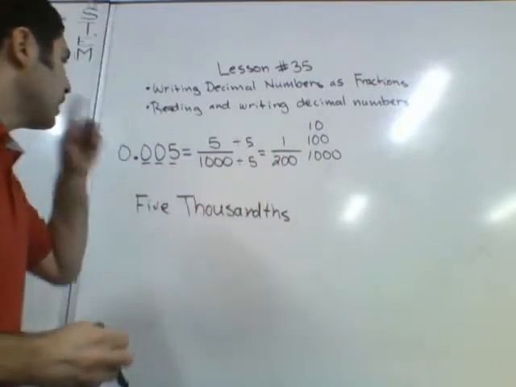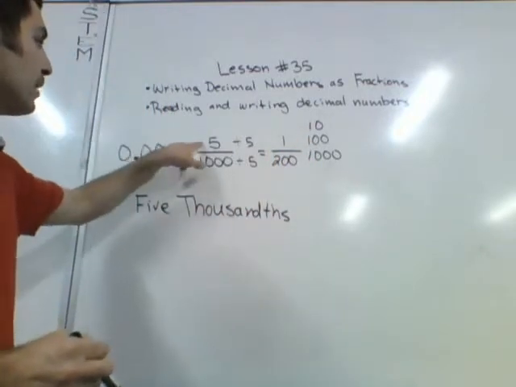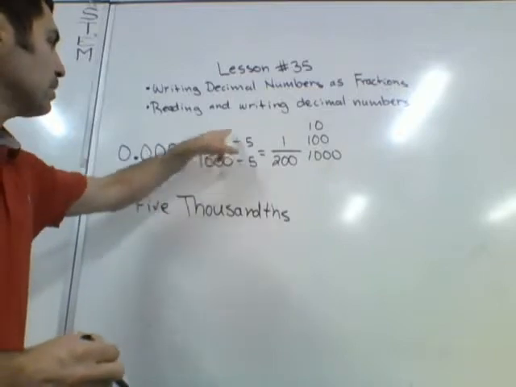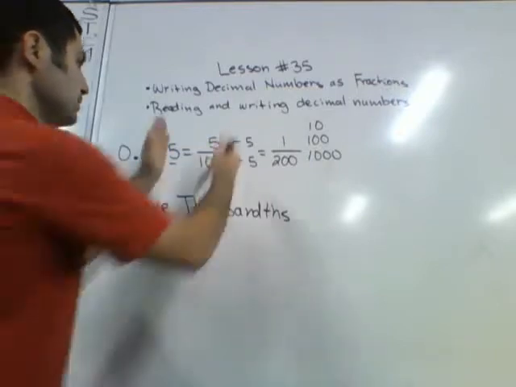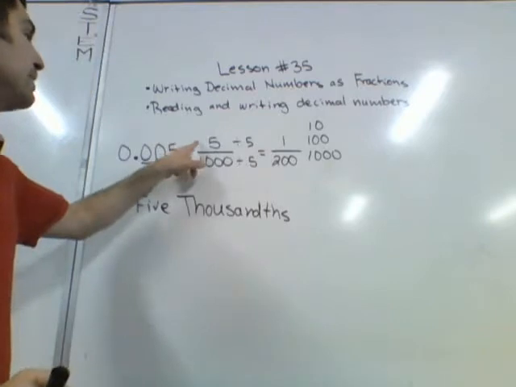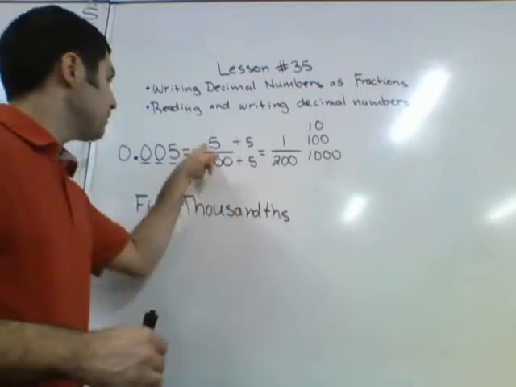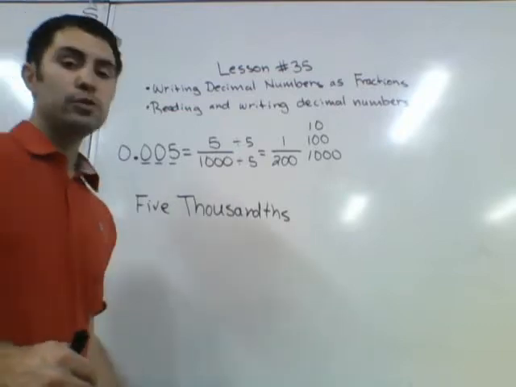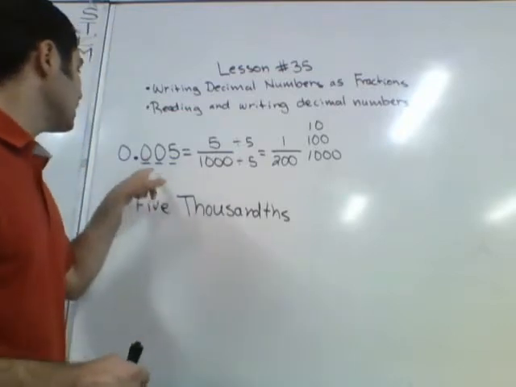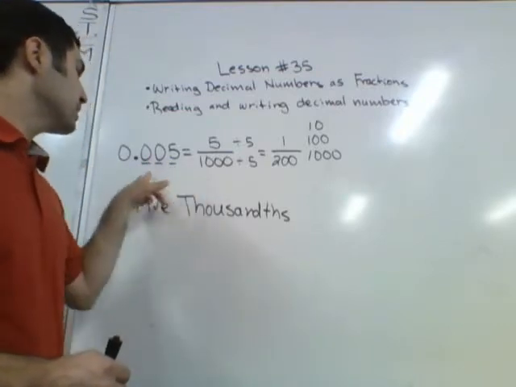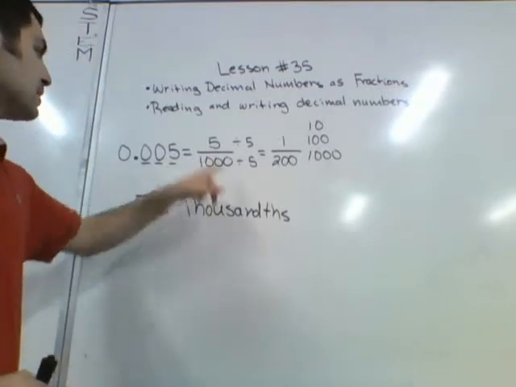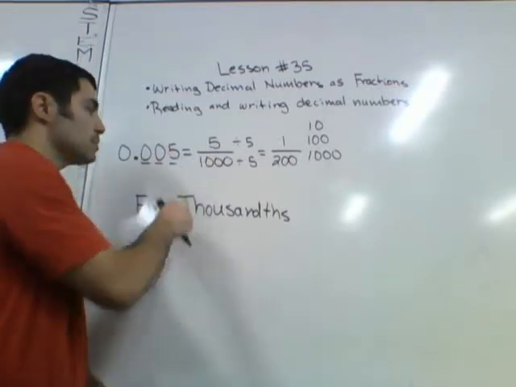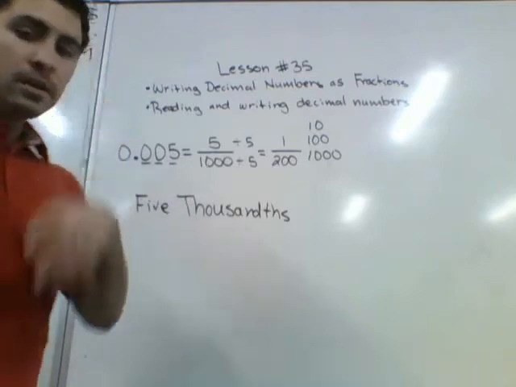Okay, let me draw your attention back to this fraction right here, 5 over 1,000. Let's read this out loud. 5 thousandths. You spell it out the exact same way you spell out the decimal form of this. This is 5 thousandths and this is 5 thousandths. It's just that this is the decimal form and that's the fraction form.